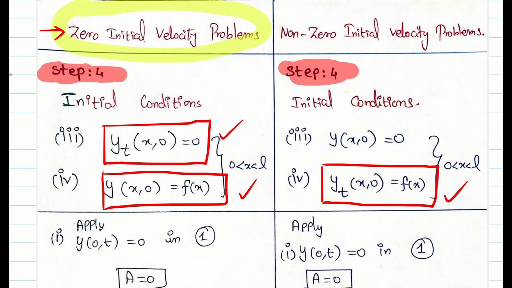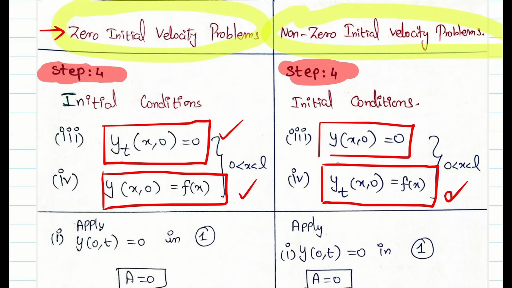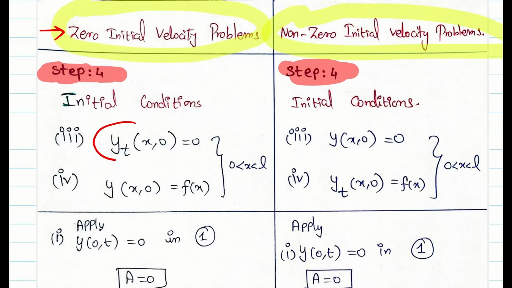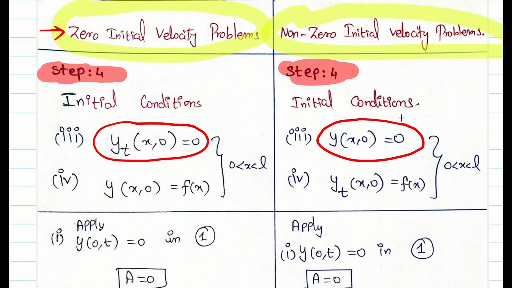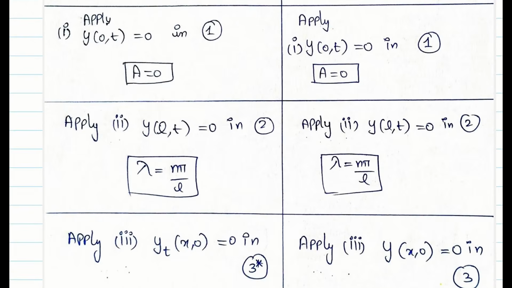And in the non-zero initial velocity problems, since we have non-zero initial velocity, the initial displacement is going to be 0. So in the zero velocity problem, y_t of x comma 0 is 0. In the non-zero initial velocity problem, y of x comma 0 is equal to 0. That is the change. Now all the 4 steps get over.